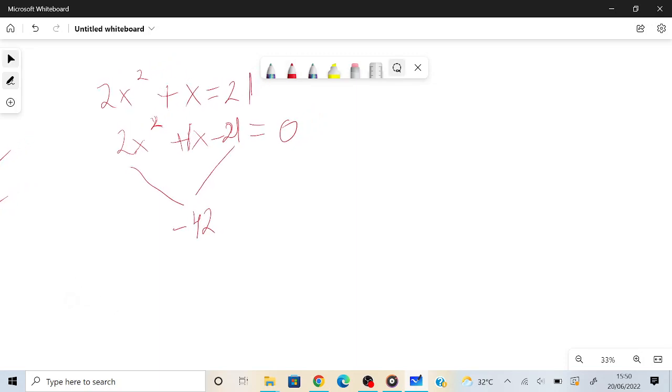So basically, we need two numbers, let's say a plus b, that should equal the middle number, which in this case is 1. And a times b should equal the product of 2 and minus 21, which is minus 42.